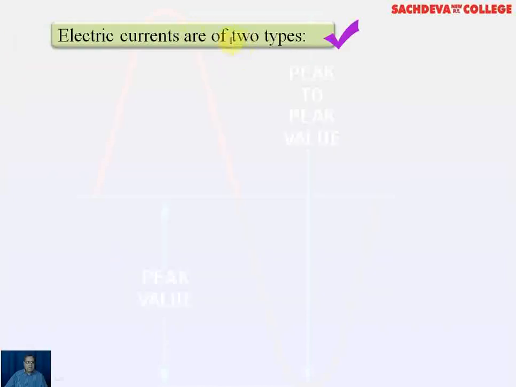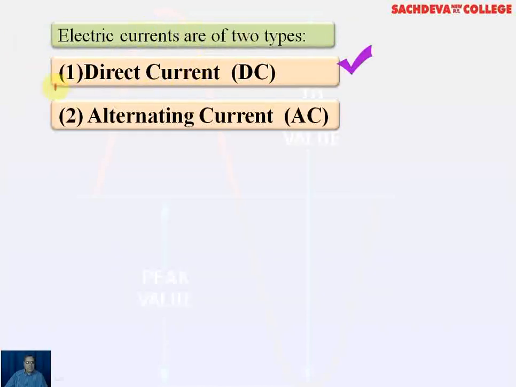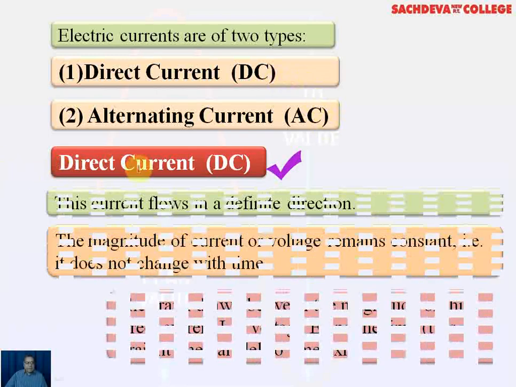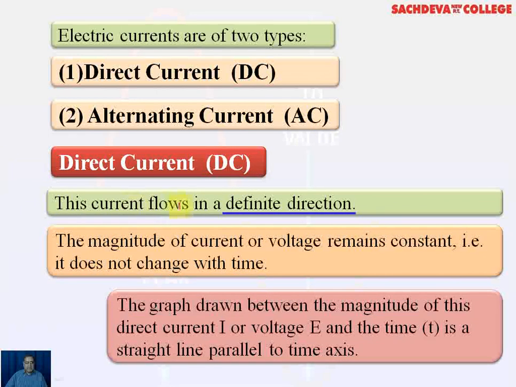Electric currents are of two types. One is direct current, the other is alternating current. Direct current is a unidirectional current that moves in one direction. But alternating current is a periodic current and its direction is not fixed. It varies regularly after a certain fixed time. Now, direct current flows in a definite direction. The magnitude of current or voltage remains constant, that is, it does not change with time.